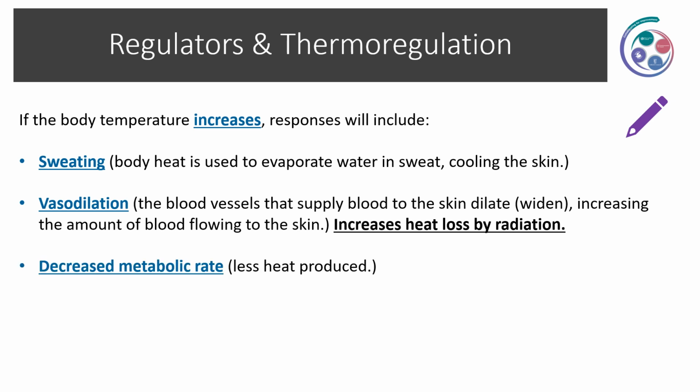The third response to your body temperature increasing will be a decreased metabolic rate. So a decreased metabolic rate means that less heat will be produced by your body, and in turn returning your body temperature to normal. So make sure you have these written down and you are aware of the responses to an increase in body temperature. Make sure you are able to elaborate on these and explain how they return your body temperature to normal.